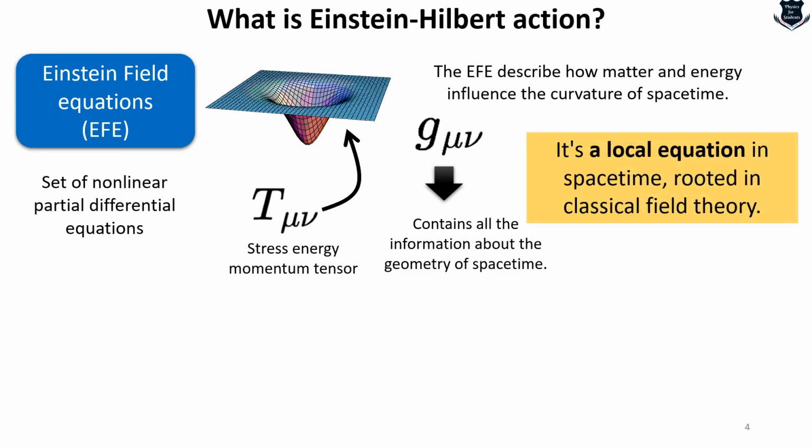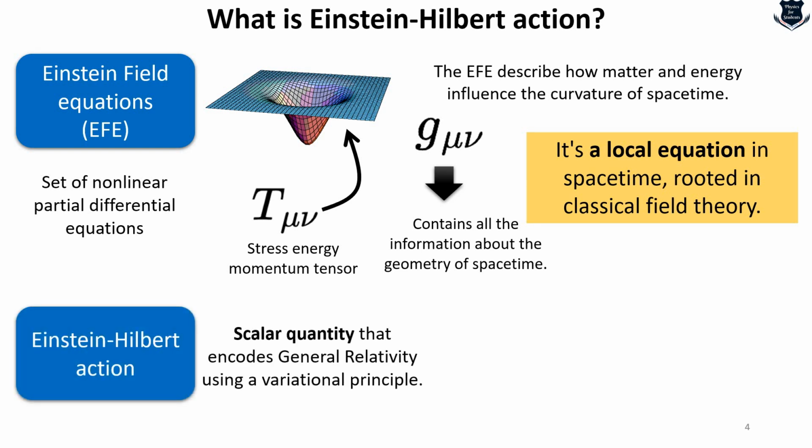So we can see that the Einstein field equation is a local equation and is rooted in classical field theory, because it comes basically from the classical field theory equations. The stress-energy-momentum tensor, which is causing the curvature, and g mu nu, the metric tensor, actually contain all the causal structure of space-time.